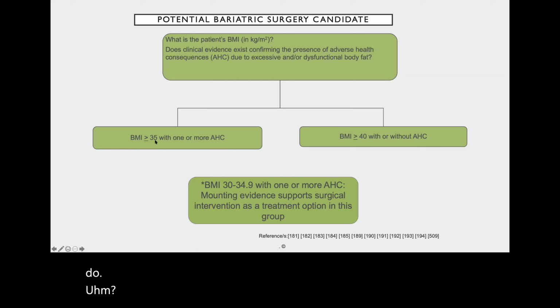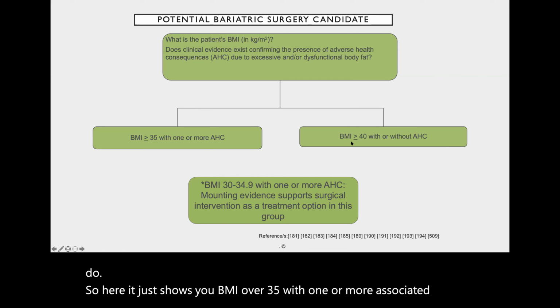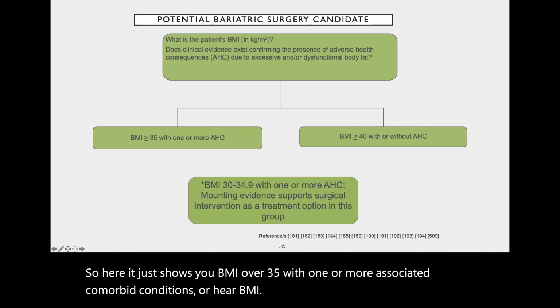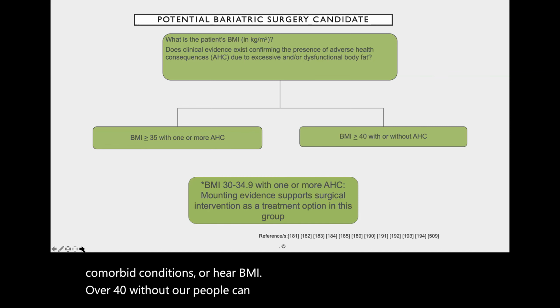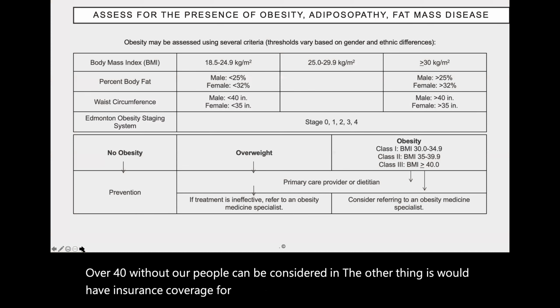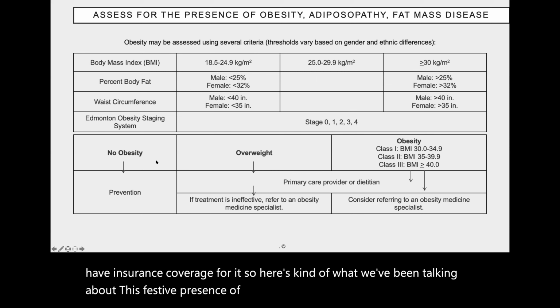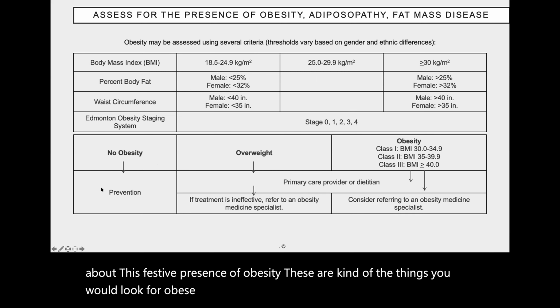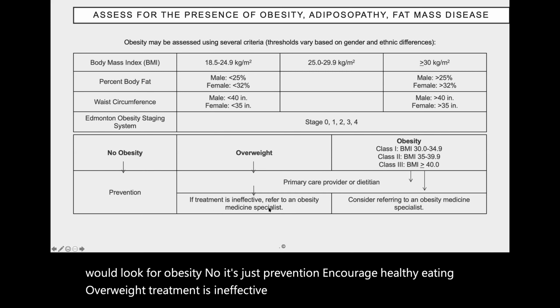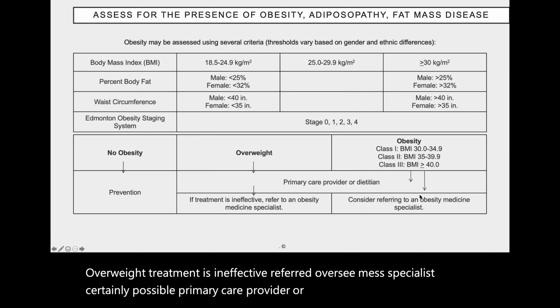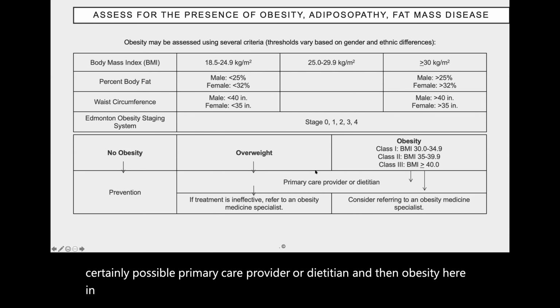So here it just shows you BMI over 35 with one or more associated comorbid conditions. With a BMI over 40, people can be considered without them. And the other thing is whether they would have insurance coverage for it. So here's kind of what we've been talking about. Assess the presence of obesity. These are kind of the things you would look for. For overweight, it's just prevention. Encourage healthy eating. If treatment is ineffective, refer to an obesity specialist, certainly possible, a primary care provider, or a dietitian. And then obesity here in these ranges.